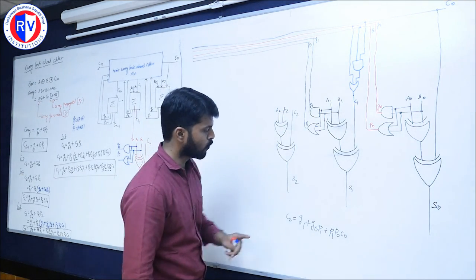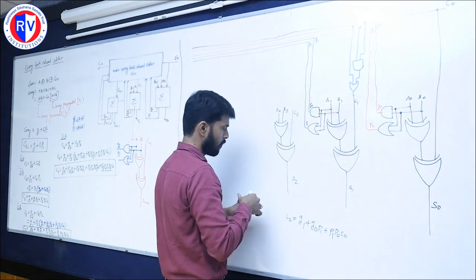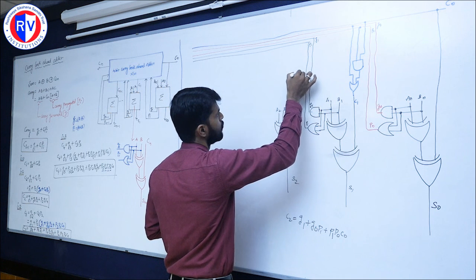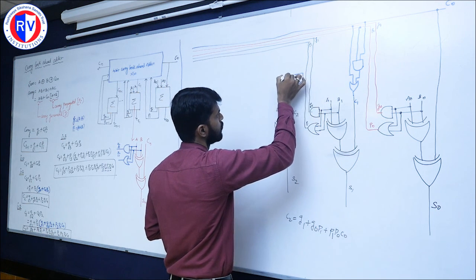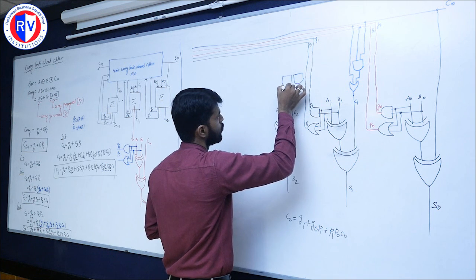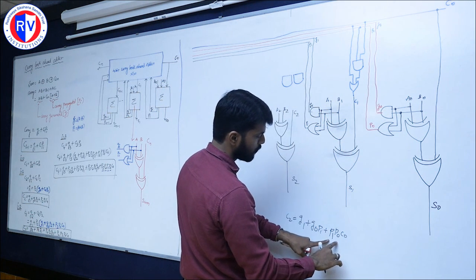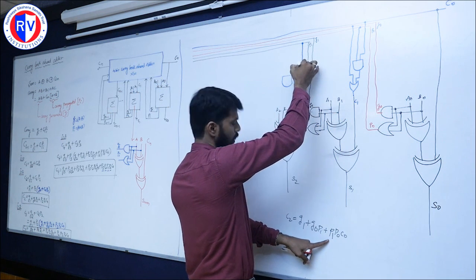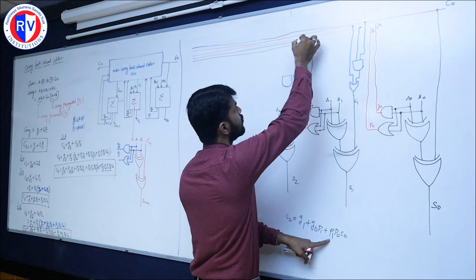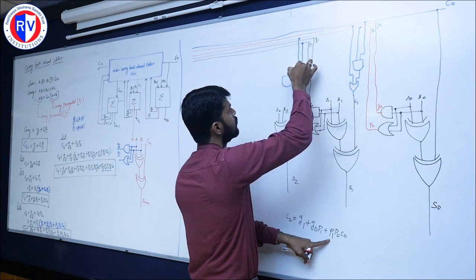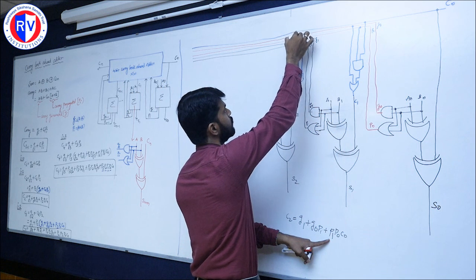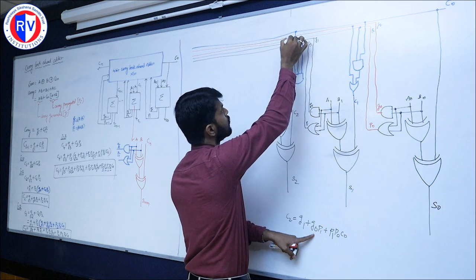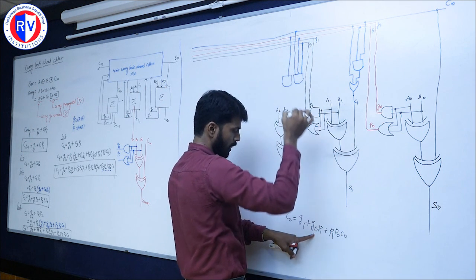So here I need two AND gates. One AND gate, two AND gates. For the first AND gate I need to connect P1, P0. Then next is the C naught. Similarly, I need to connect G naught. This is the G naught. Then I need to connect P1.